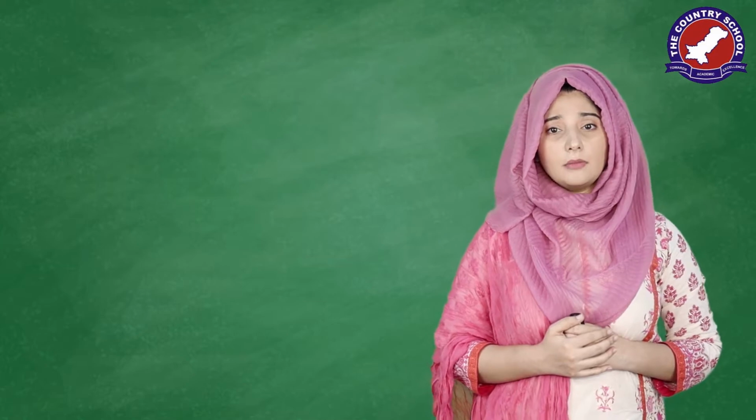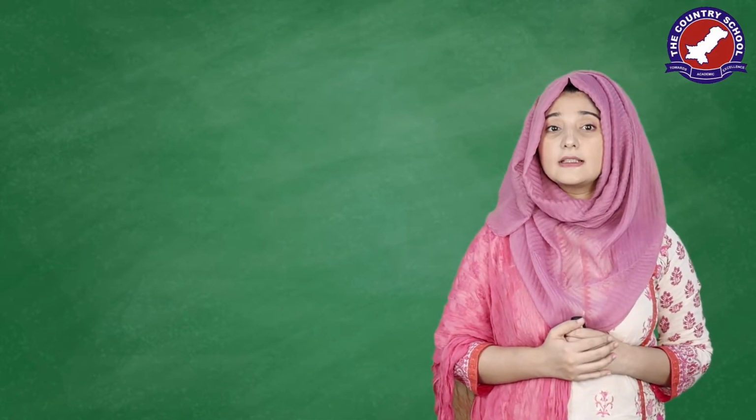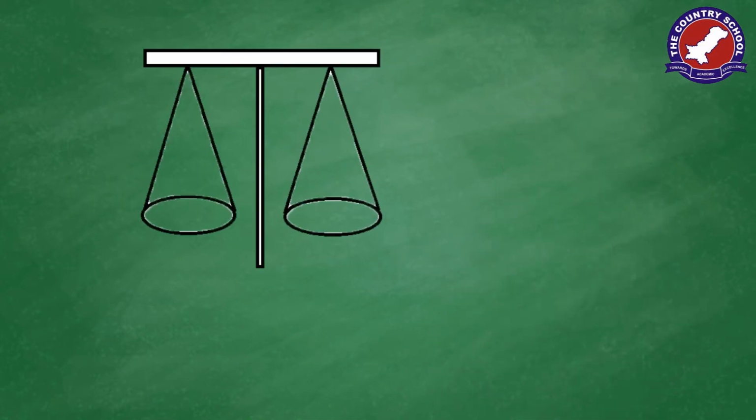Of course, that doesn't mean that the two sides have to look the same. For example, in the equation 2 plus 2 equals 4, 2 plus 2 doesn't look like the number 4. But 2 plus 2 has the same value as 4. So this equation, 2 plus 2 equals 4, is in balance.